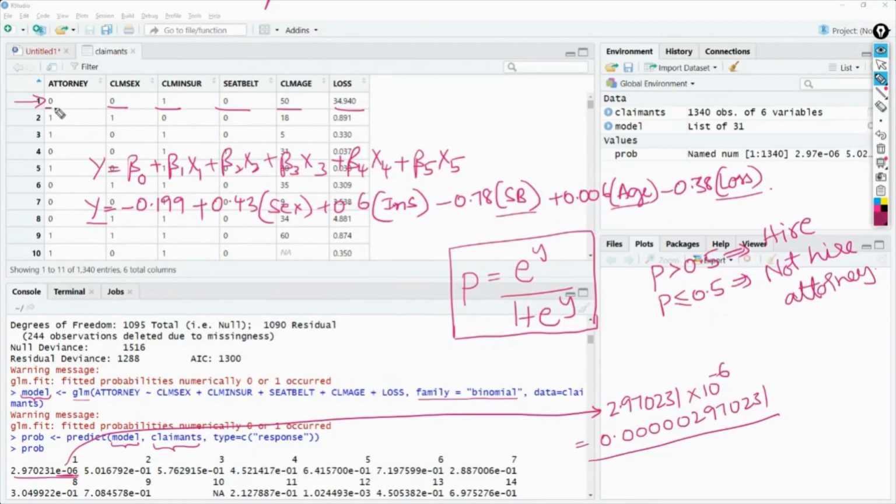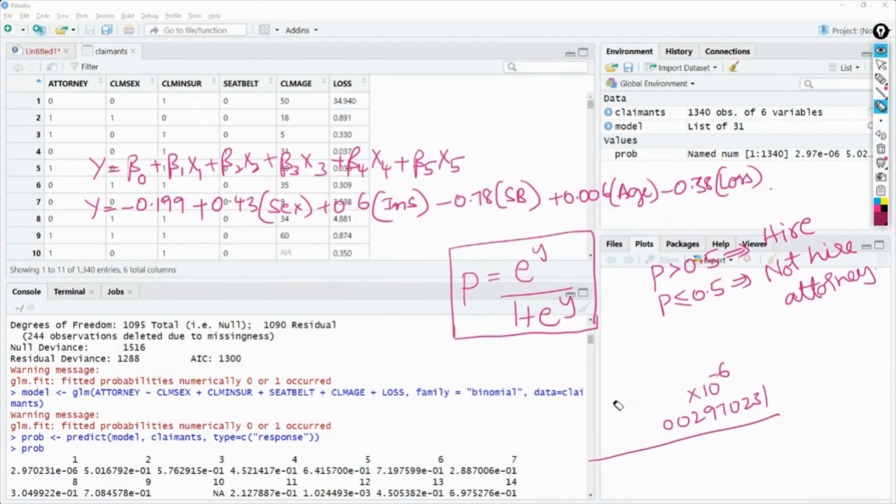Let us see the actual value. What does the actual value say? 0. Actually also person did not hire attorney. There is a match. There is a clear match. Then your model will go to the second row.